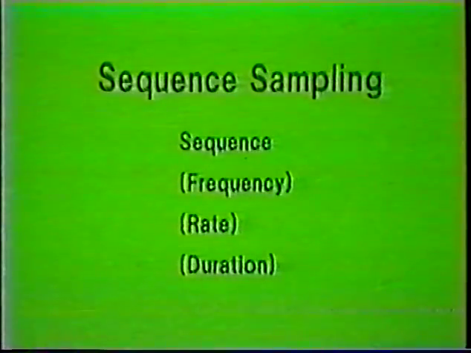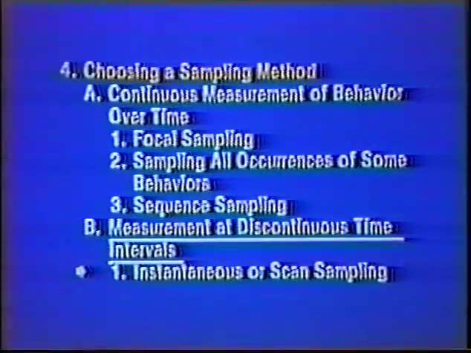Sequence sampling provides detailed information on the sequential patterning of behavior and can also yield information on frequencies, rates, and durations. With the three previous data collection methods, behavioral data is collected continuously over time. A second sampling strategy involves the measurement of behavior at discontinuous time intervals. Recording is done instantaneously at the end of a set time interval.